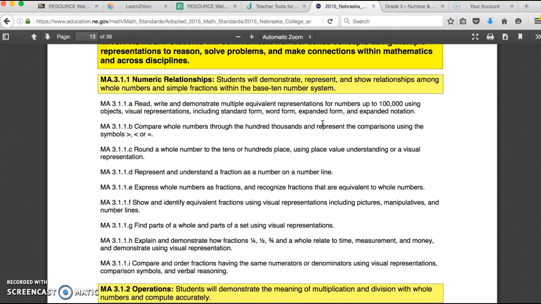for me to find where this standard was in the Nebraska standards because I've been teaching in Iowa for the last 2 years, and so I'm not really familiar with the Nebraska standards as much as I was when I was in college. But I finally did find it, and right here, MA 3.1.1.E says to express whole numbers as fractions and recognize fractions that are equivalent to whole numbers. And then just in this general area right here, all of those standards deal with fractions. All right, so let's get back to the activity.